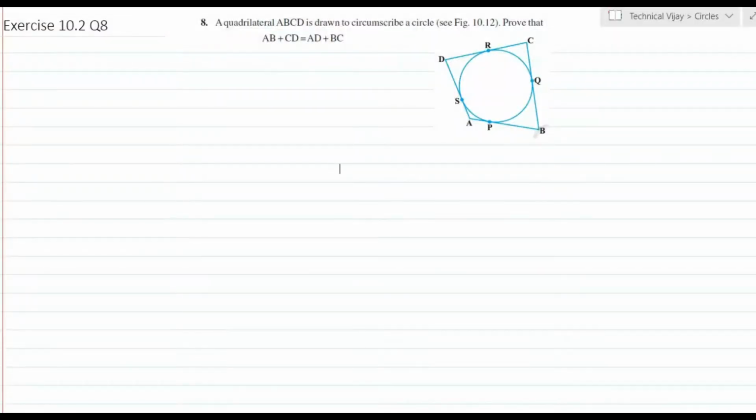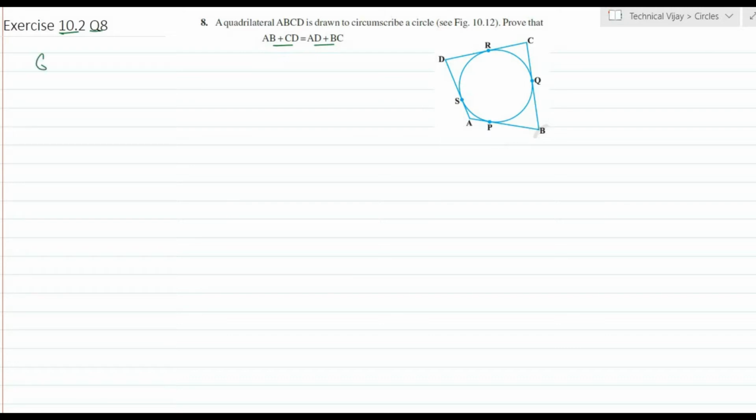So exercise 10.2, in that question number 8, a quadrilateral ABCD is drawn to circumscribe a circle. Prove that AB plus CD is equal to AD plus BC. So this side plus this side is equal to this side plus this side, we have to show.